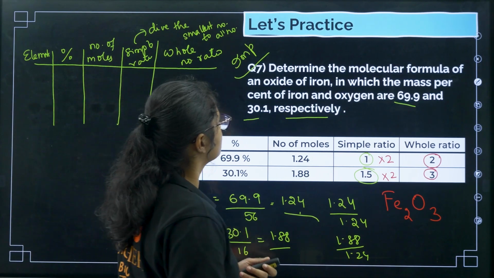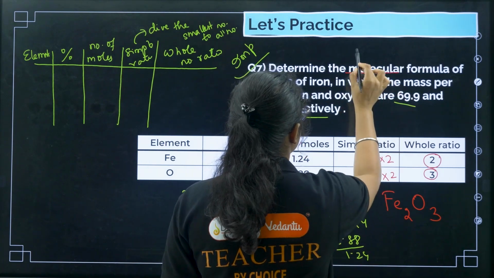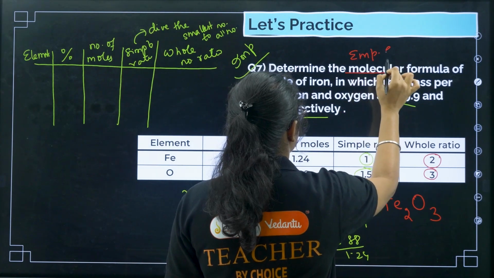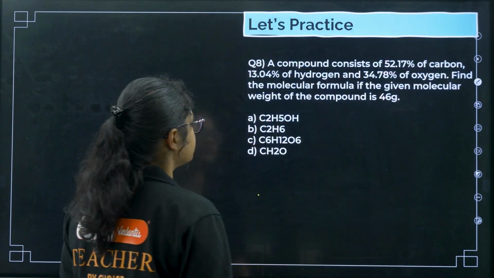Determine the molecular formula of an oxide in which the mass. Okay, so this was your empirical formula. Next, let us do the question.